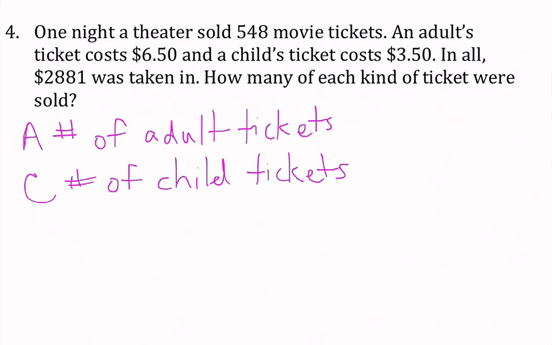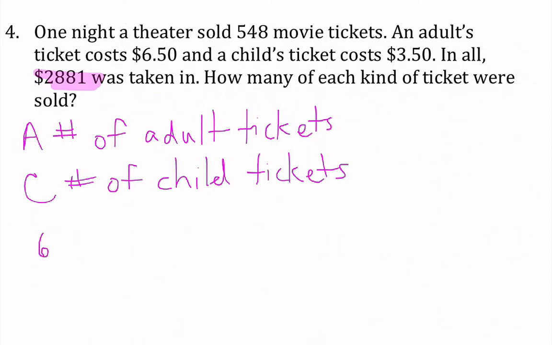So again, on this one, we do not have two total amounts of money. We only have one total amount of money, which is right here. So let's go ahead and write an equation based off of that total, the total amount of money. Well, we're spending money on adult tickets and children tickets. They do not cost the same. So I know each adult ticket cost $6.50.